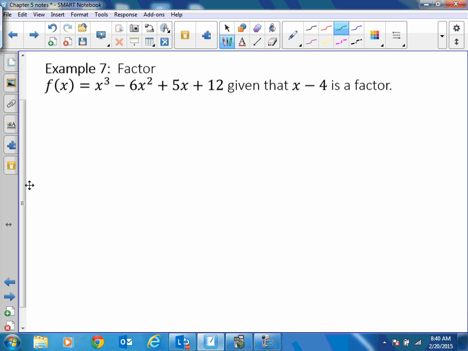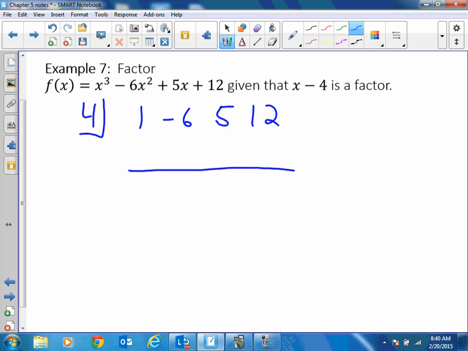Okay, so again, given that x minus 4 is a factor, what makes x minus 4 go to 0 is 4. So we have 1, negative 6, 5, and 12. So we bring down the 1. 4 times 1 is 4. Negative 2. 4 times negative 2 is negative 8. Negative 3. 4 times negative 3 is negative 12. And surprise, surprise, it's a factor. Okay? So now we can rewrite it in factor form.